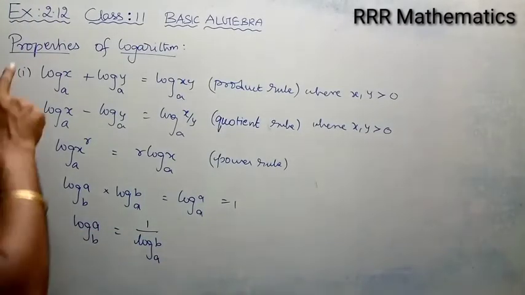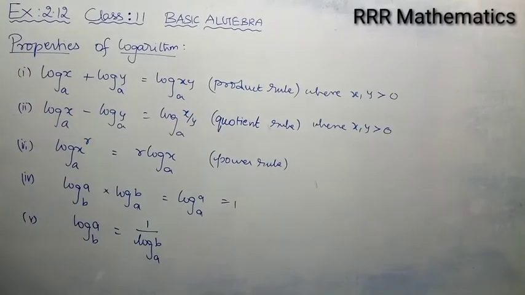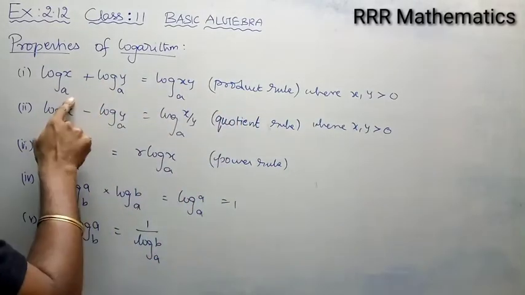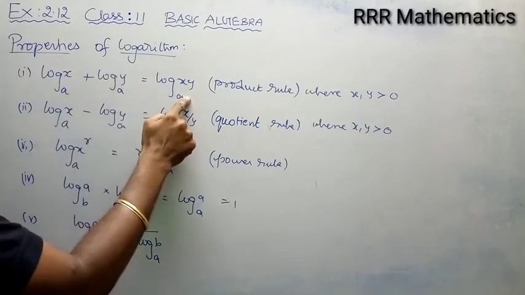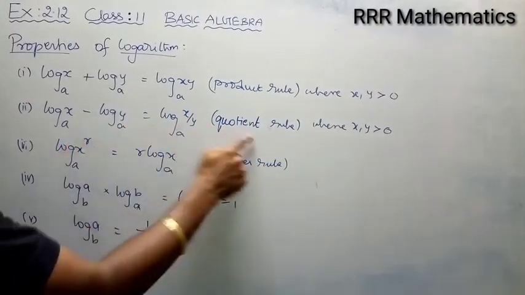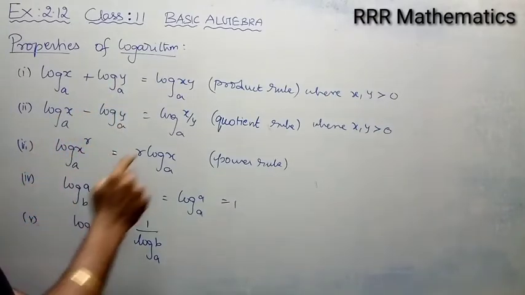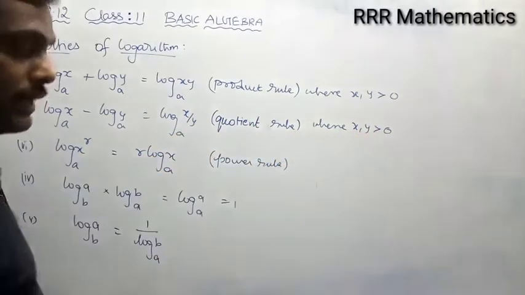Now we are going to use these 5 properties in exercise 2.12 to solve the problem. I'll repeat. This is called the product rule: log x base a plus log y base a equals log of x into y base a, where x and y are greater than 0. This is called the quotient rule: log x minus log y with the same base a gives log of x divided by y base a, where x and y are greater than 0.